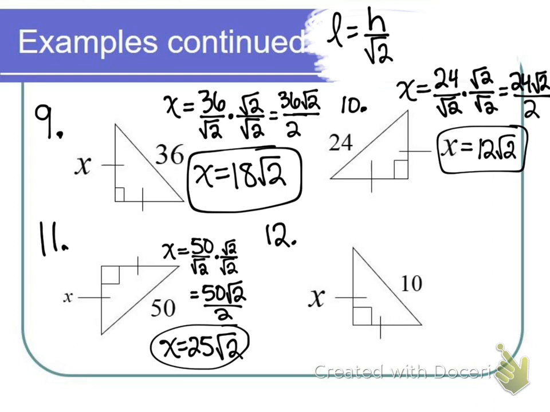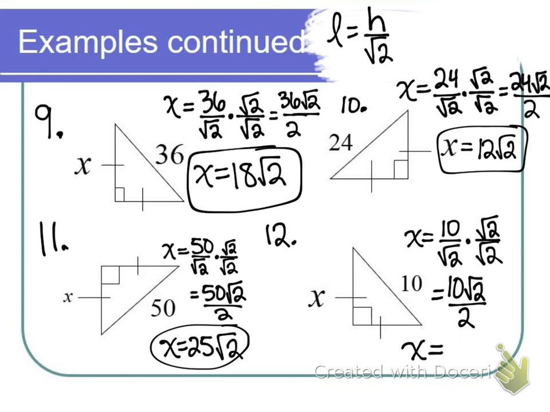How would I set up number 12? What comes after the 10? Where does it go? Oh, good. All right, we multiply it by radical 2 over radical 2. Good. 10 radical 2 over 2 simplifies to be 5 radical 2.